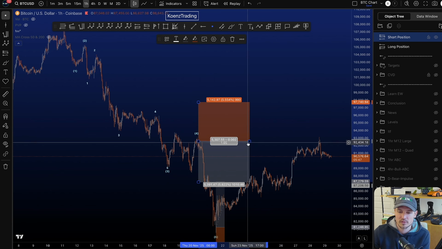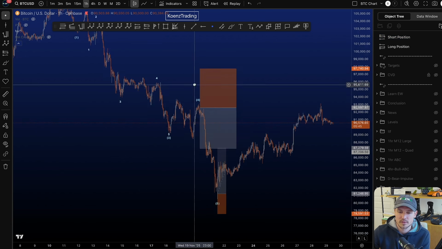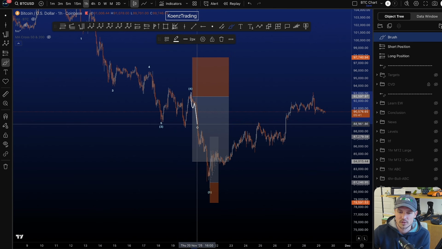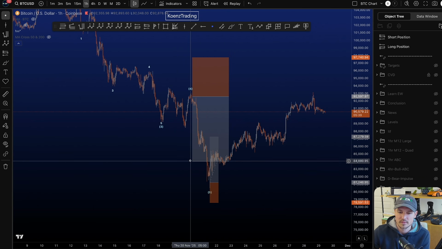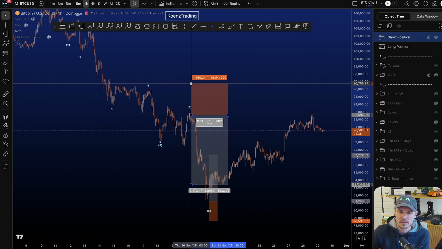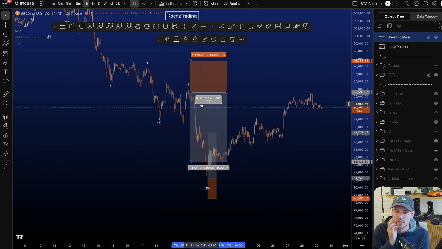So you can enter a short, stop above the range, look for price to move down, you follow up with this structure, 1, 2, 3, 4, and then you get your wave 5. And then there you go, right? You got yourself a trade. So do this, 1 to 2 RR, perfect.